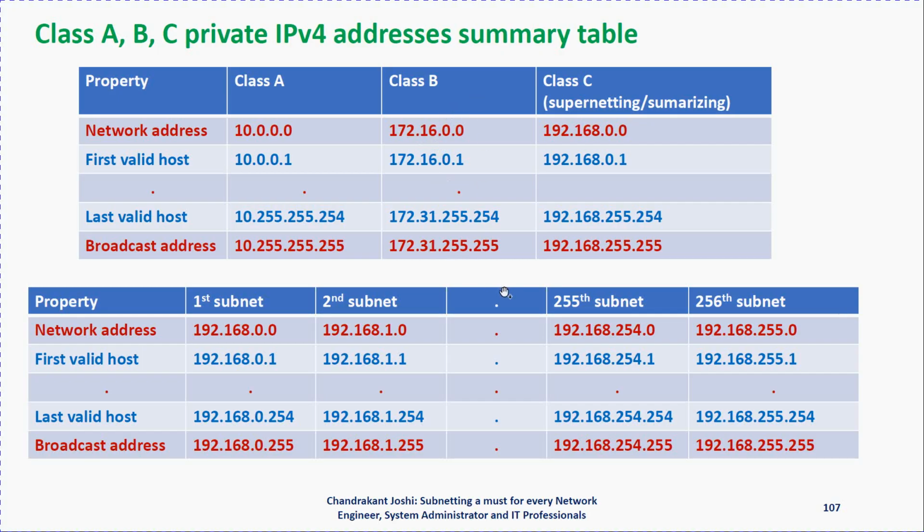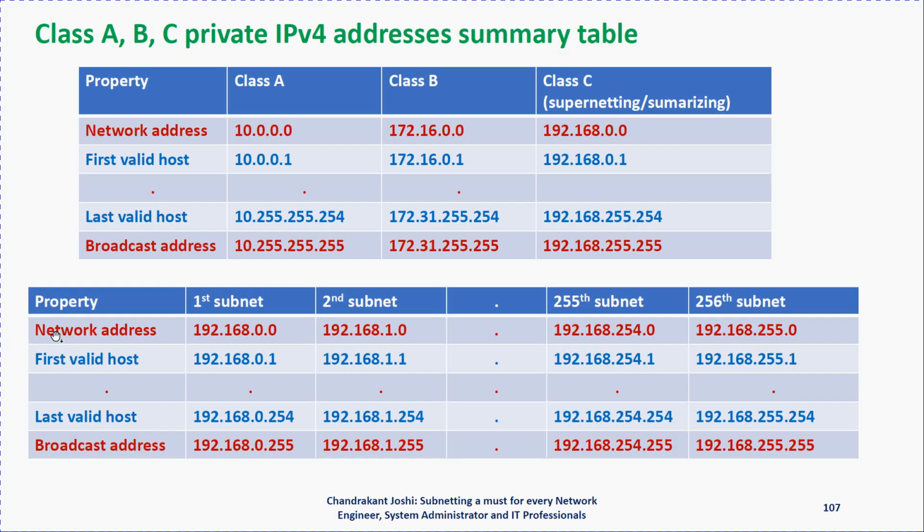Remember the formula: the number of valid hosts is equal to 2 to the power of host bits, and then subtract 2 from it. Likewise, for class C, there are 256 different subnets and each subnet can have a total of 254 hosts inside.